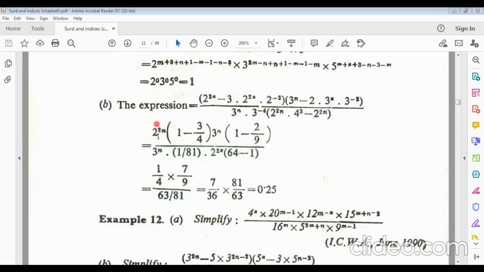3 to the power n and 3 to the power n will be cancelled. 2 to the power twice n and 2 to the power twice n will be cancelled. So we get, after taking LCM, this expression. So this gives the simple result 0.25.